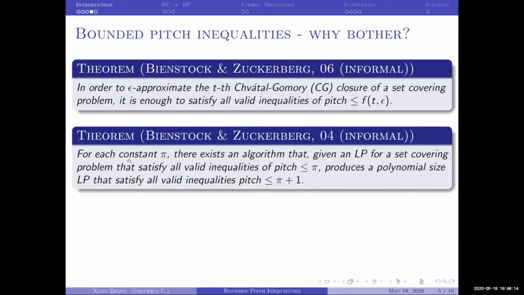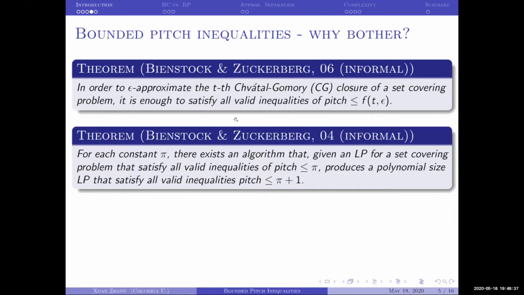They also show that for every constant pitch π, there is an algorithm that, given an LP for a set covering problem that satisfies all valid inequalities of pitch less than or equal to π, will produce a polynomial size LP that satisfies all valid inequalities with pitch less than or equal to π plus 1.